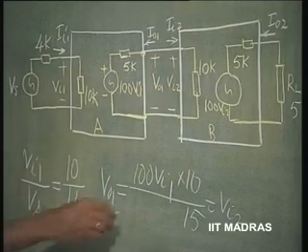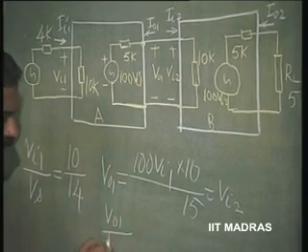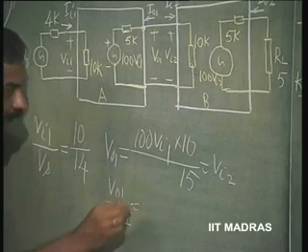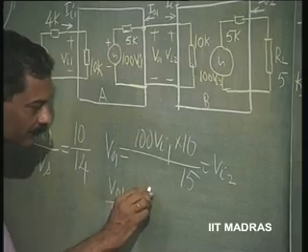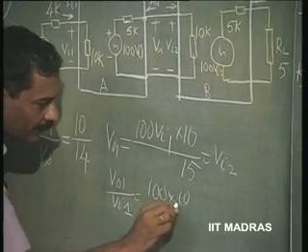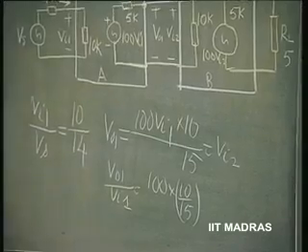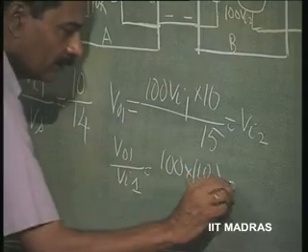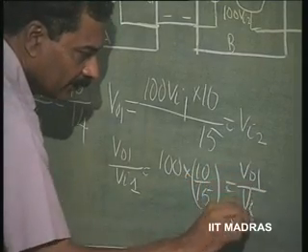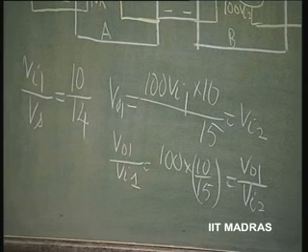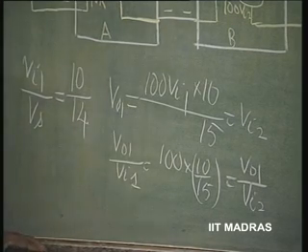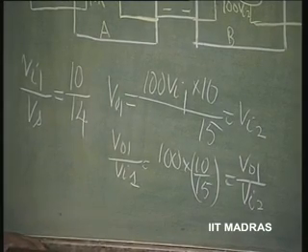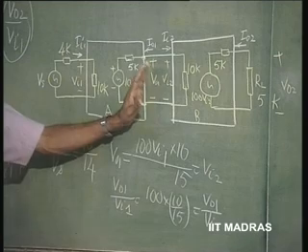So we have evaluated this. V naught 1 divided by Vi1 is going to be equal to 100 into 10 by 15, which is also the same as V naught 1 by Vi2. Okay. So this is not yet over. We have only partially evaluated the gain from here to here. We have to come to this stage now.